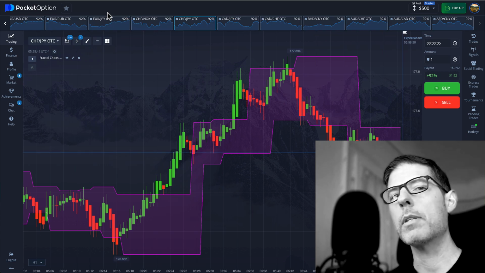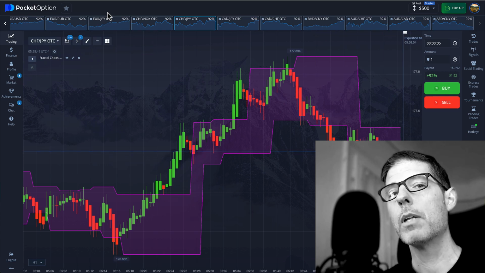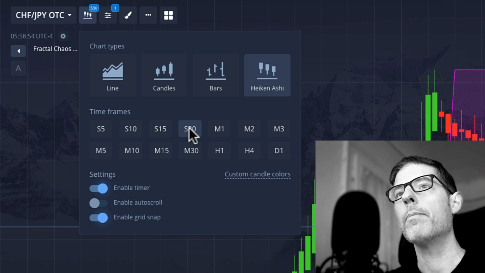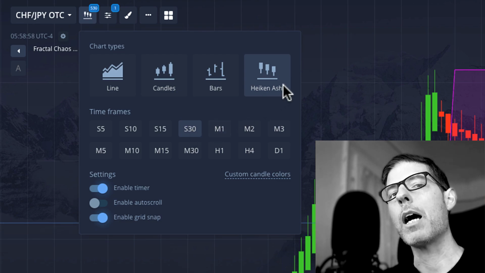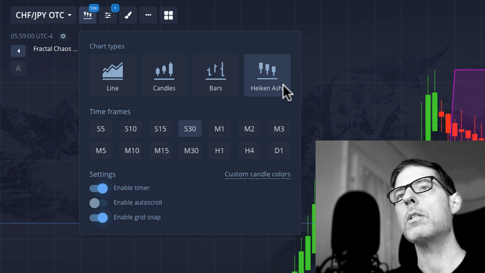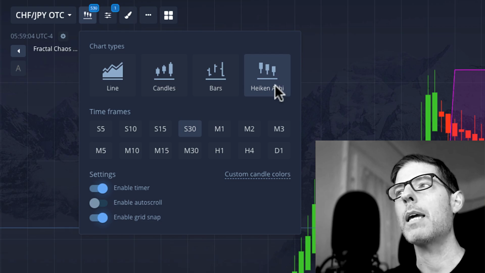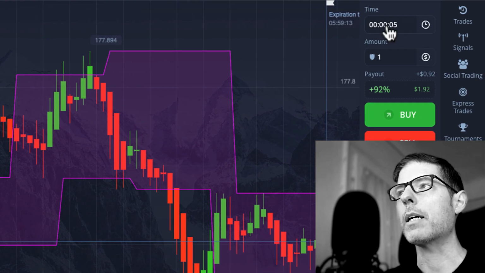Now, there's just a few things that you're going to need to do because the strategy itself is pretty simple. To set this up, you're going to want to use the 30-second time frame over here, and you're going to want to set your candles to Heikinashi. Please don't forget to do that. This is going to only be using these candles, and the expiry time is going to be 5 seconds.